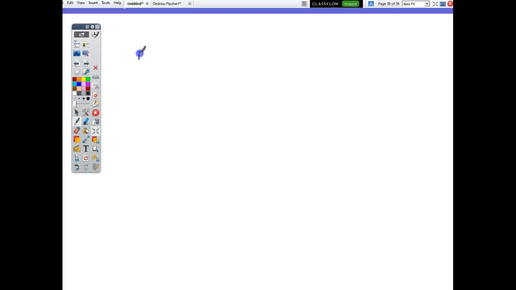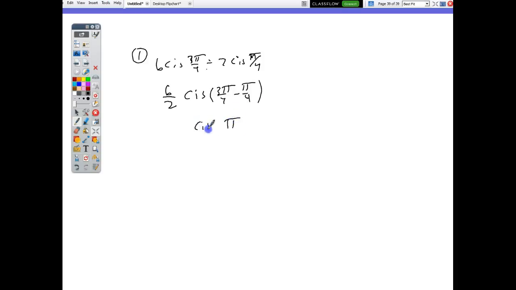So 6 cis 3 pi over 4 divided by 2 cis pi over 4. I don't even think you memorized the formula. You just look over there and you go 6 divided by 2 cis 3 pi over 4 minus pi over 4. 3 pi over 4 minus pi over 4 is pi over 2. So that's my cis form.